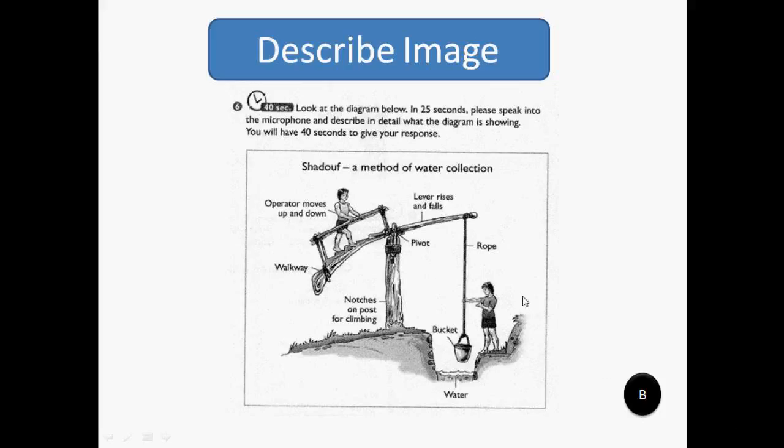The picture represents a process of collecting water, which is called shadoof. In this process there are two resources involved: one, the operator, and the person who guides to extract the water. There is a notch which is connected with a pivot and walkway where the operator is allowed to move forward and backward, resulting in raising and falling of the lever. The bucket dips into water and helps in extracting it, which can be used for cultivation or for drinking. However, this process does not include machinery, so we can say that this is a traditional way of extracting or pulling the water out. Okay, so we can give a conclusion like that.